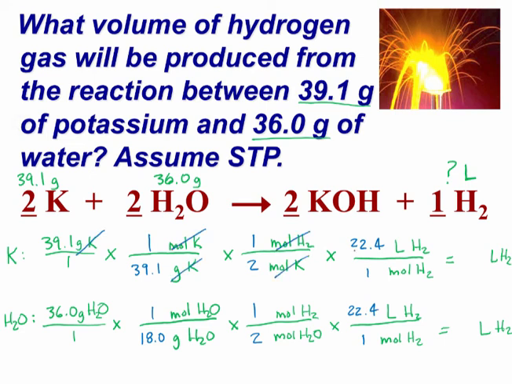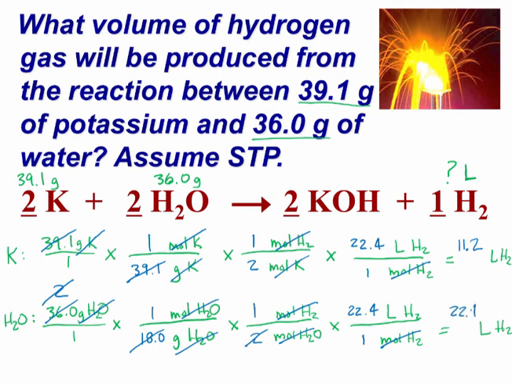Now we'll go back and check units, and then do the math. In the first problem, I can also cancel the 39.1. This leaves 22.4 over 2, which is 11.2. In the second problem, we can simplify. 18 into 36 is 2, and the 2's cancel, leaving 22.4.